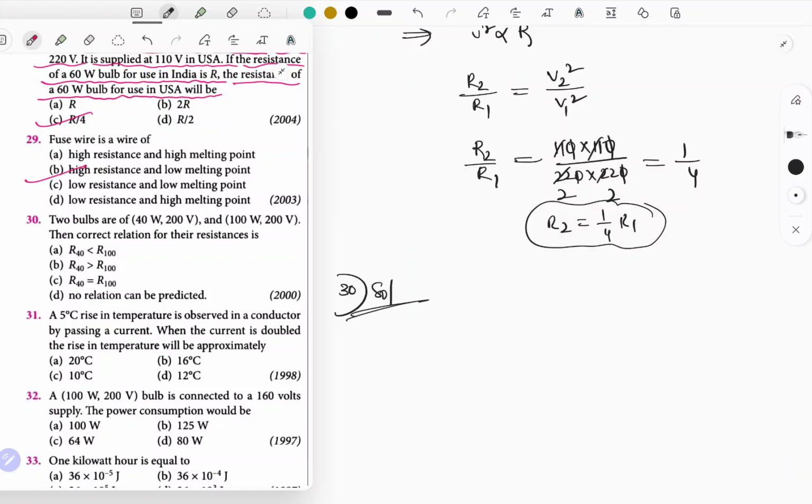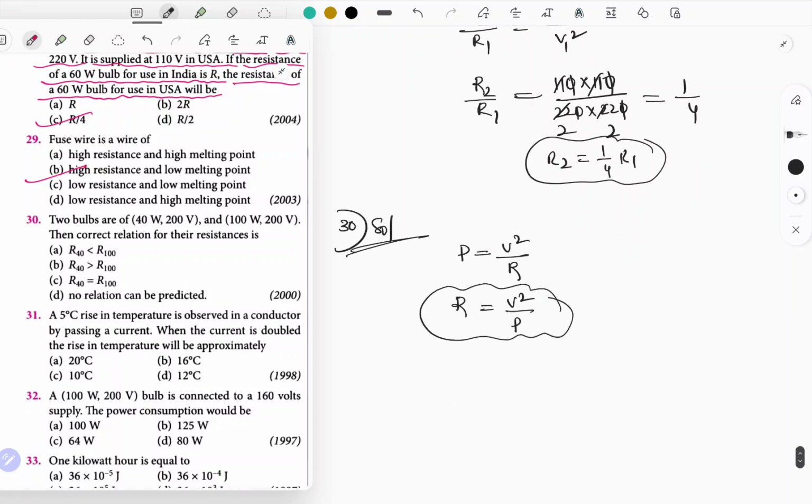Two bulbs of ratings are given, find the correct relation for their resistances. Power is equal to V square by R, right? Then R is equal to V square by P. Now I have to decide which resistance is greater and which is lower. Let's decide based on the power rating. Both have the same voltage, 200 volt for both the bulbs, right? So I can keep V as constant, then I can relate power. So resistance is inversely proportional to power.